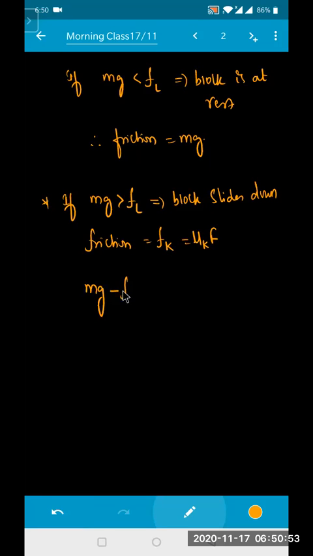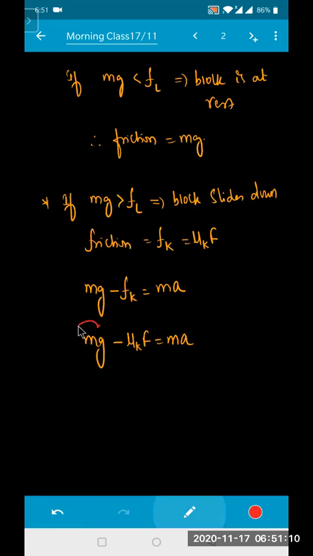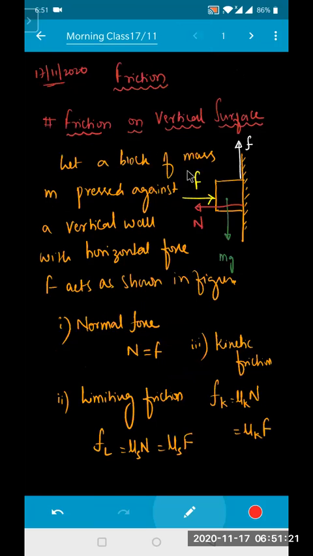mg minus Fk will be equal to mass into acceleration. So this will become mg minus mu k into F, the applied force capital F, is equal to m into a in the downward direction. So this will be the given condition. The body is moving in which direction, beta? Downward direction. Is that clear? Yes, sir. This is the only concept which you need to remember in the vertical cases.